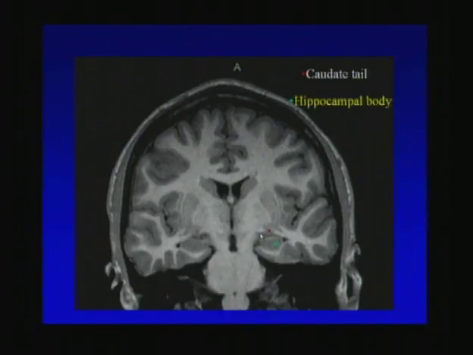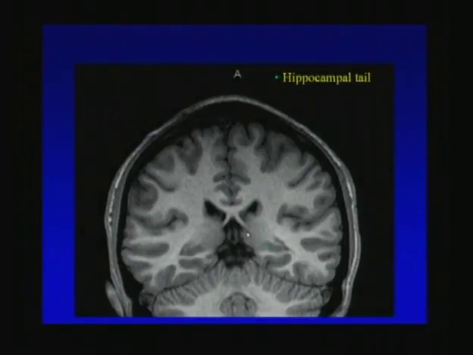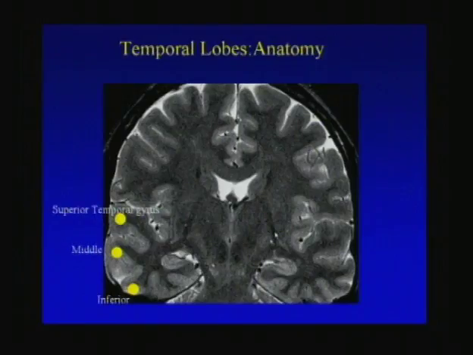Above the hippocampal body, we see this little triangular piece of gray matter, which is the caudate tail, which will merge with the amygdala. More posteriorly, the hippocampal tail becomes smaller, and we're also seeing the crura of the fornices and the edge of the hippocampus.